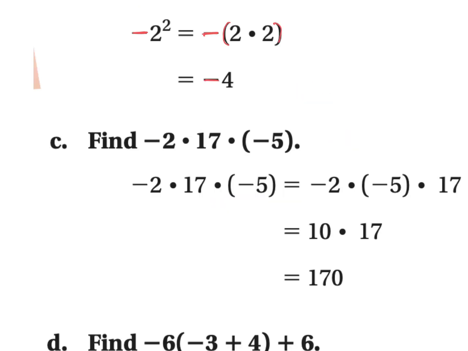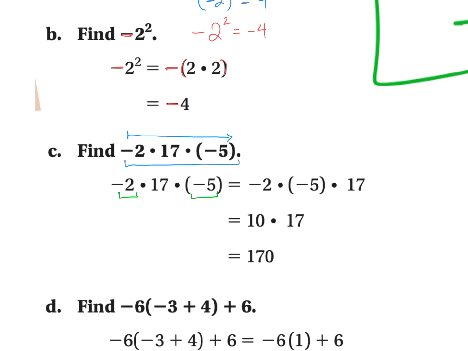All right, now they're throwing multiple numbers at you, and you don't need to freak out. You've got a couple of choices. You can either just literally start on the left and go to the right, or you can pick and choose, and that's what they did here. They said, hey, why don't we do -2 times -5 first? Because in their mind, that was easier.